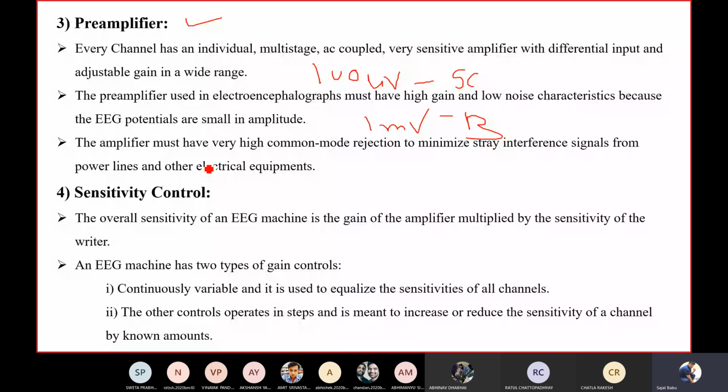So what we are going to do for increasing the amplitude or the strength of the signal, because... one minute, one minute.